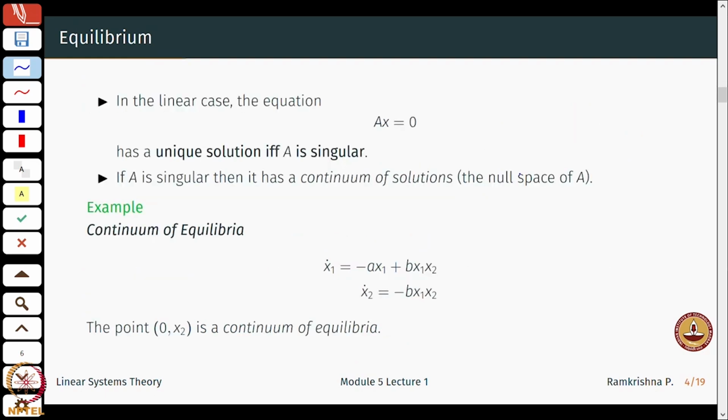Okay, so is it all very obvious in the linear case that the origin is always the equilibrium point? Well, the answer turns out to be not very obvious, but we will look at a couple of examples. So in the linear case, my dynamics are of the form x dot equal to Ax. I set x dot equal to 0. I am essentially solving for the equation Ax equal to 0. This system has a unique solution if and only if, so there is a typo here, A is non-singular or A is invertible.